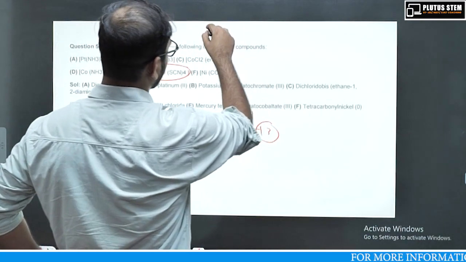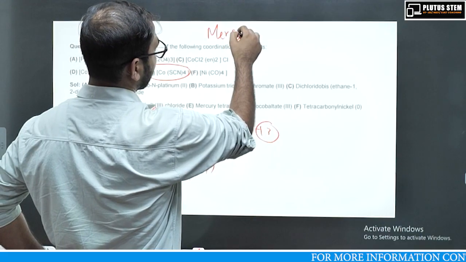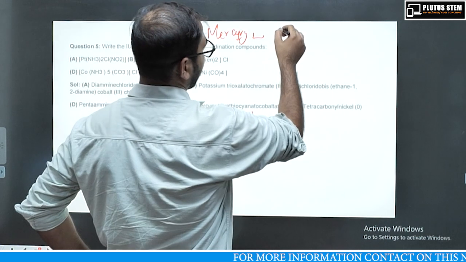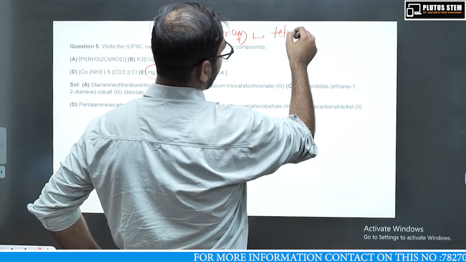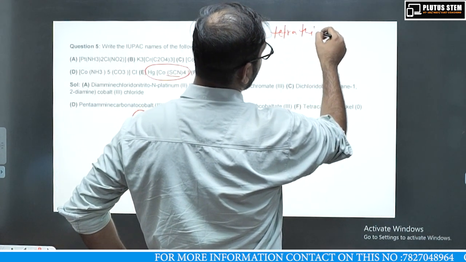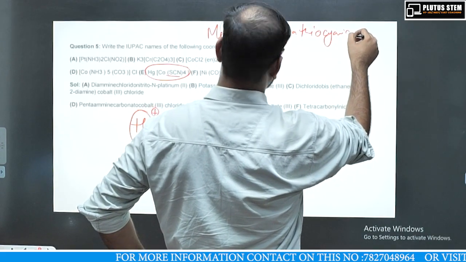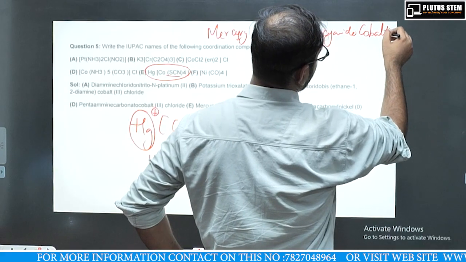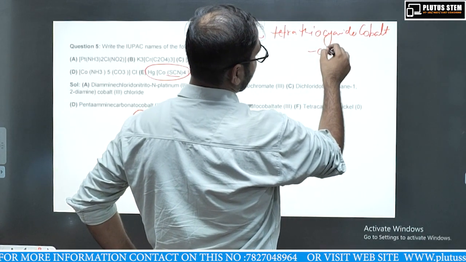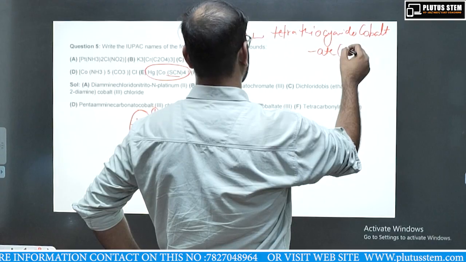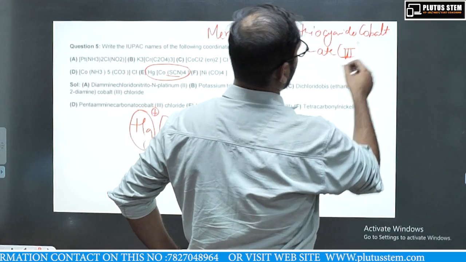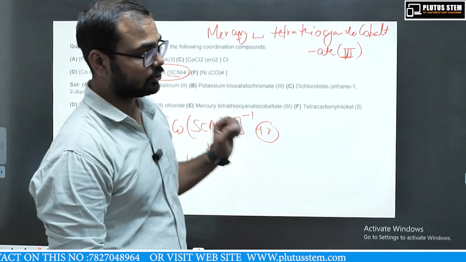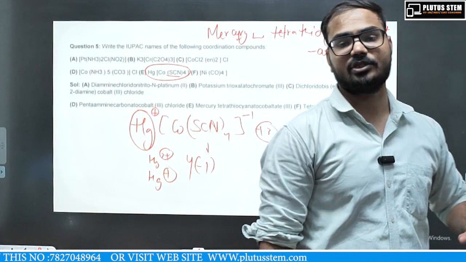Naming: we will write mercury, which is the counter ion, first, leaving space. Then we have tetrathiocyanato, then we have cobalt, but since it is negatively charged, we will add the suffix -ate, cobaltate, with the oxidation number in Roman numerals. That's it. And since there is no further counter ion, it will remain like this. So that's how you write the nomenclature of coordination compounds.